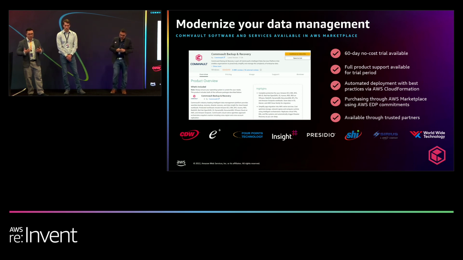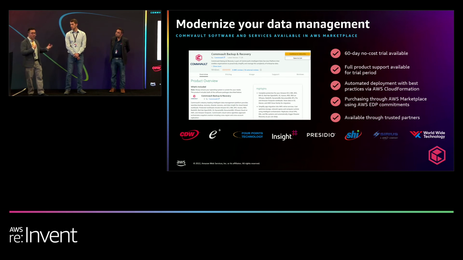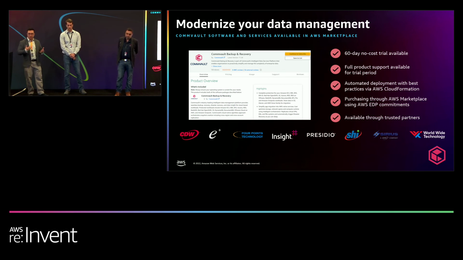Yeah, so it's much faster to get online. You're using automated templates that have been reviewed by Commvault and AWS engineers, and so you're able to get value immediately. We also have the AWS EDP program, so if you're a large customer and you have a contract with us, purchases you make through the AWS Marketplace count towards that. And so that's a way that you don't have to keep spinning up more EC2 or more S3. You can actually just purchase Commvault, and that will count towards that discount program.